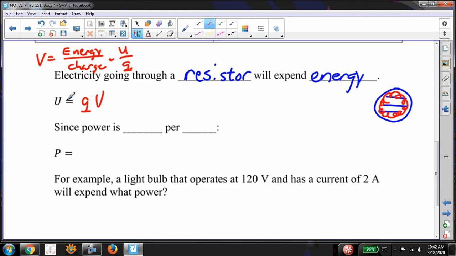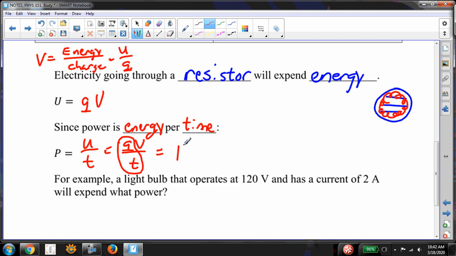And since power is energy over time, we learned that in the last chapter, I think, then that would be U divided by T, or Q V over T. Look at this. What is this Q over T? Well, that's a charge over time. That's going to be a current. So P is equal to I times V. That is for the electrical power of a device.